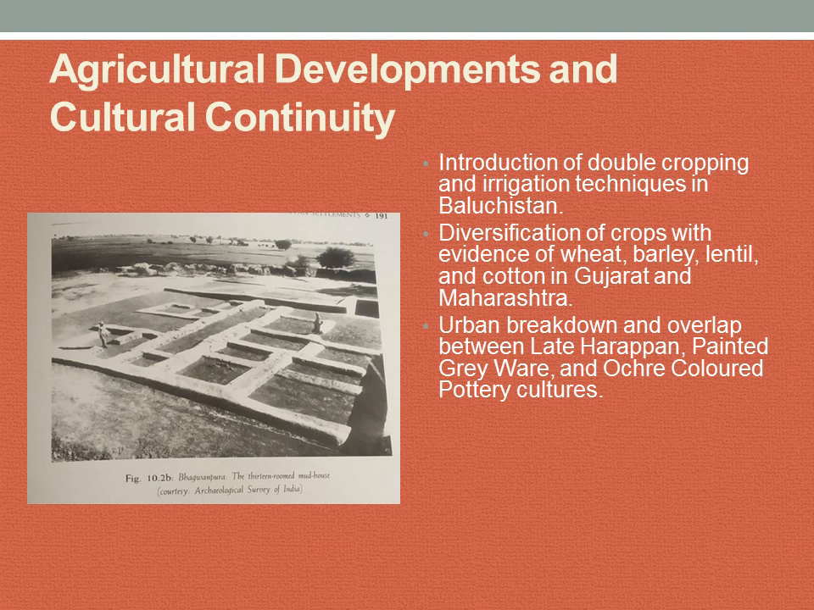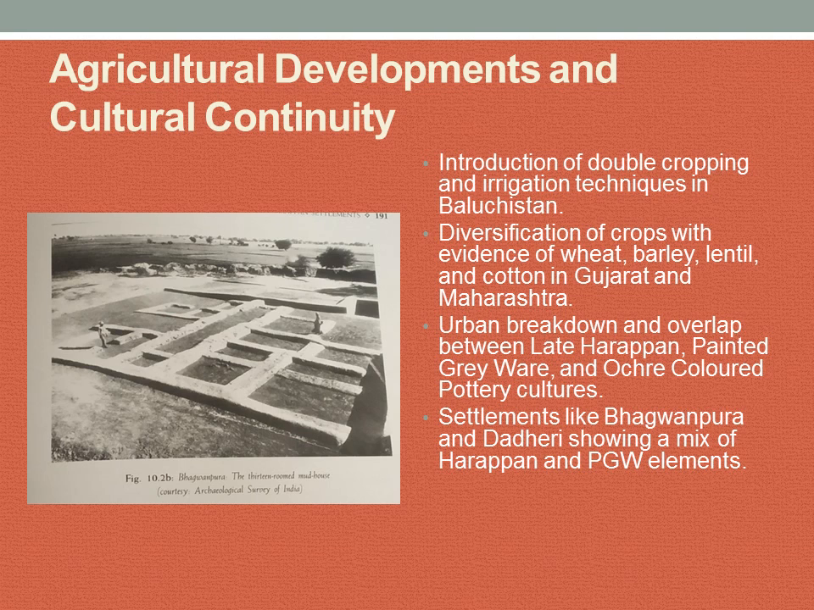So these were the cultures which existed along with the late Harappan culture, that is painted greyware culture and ochre colored pottery culture. The settlements like Bhagwanpura and Dadheri showed a mix of Harappan and PGW elements. So we can see that during the late Harappan phase, the Harappan culture was a mixture of different other cultures like painted greyware and ochre colored pottery.